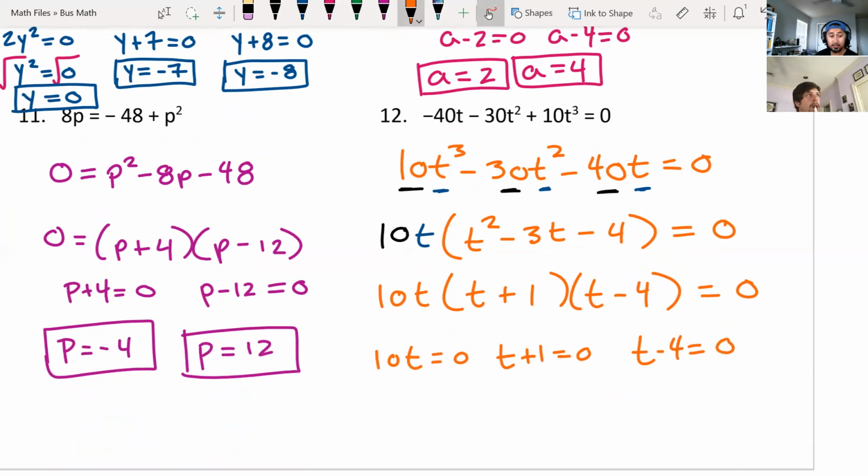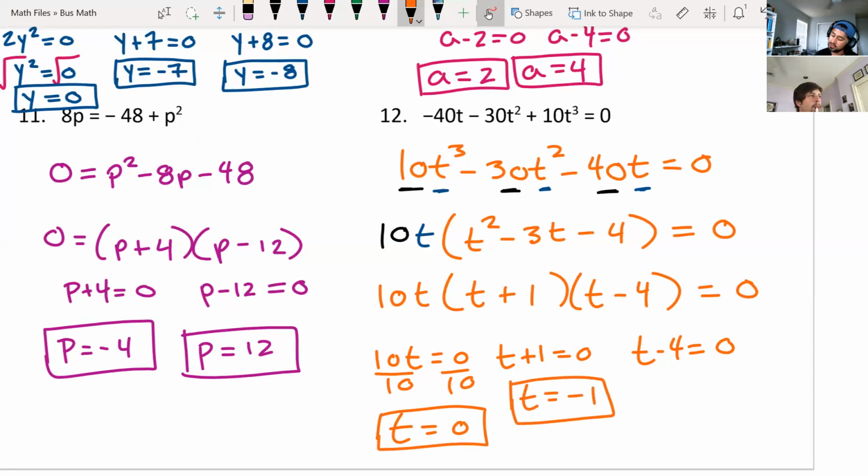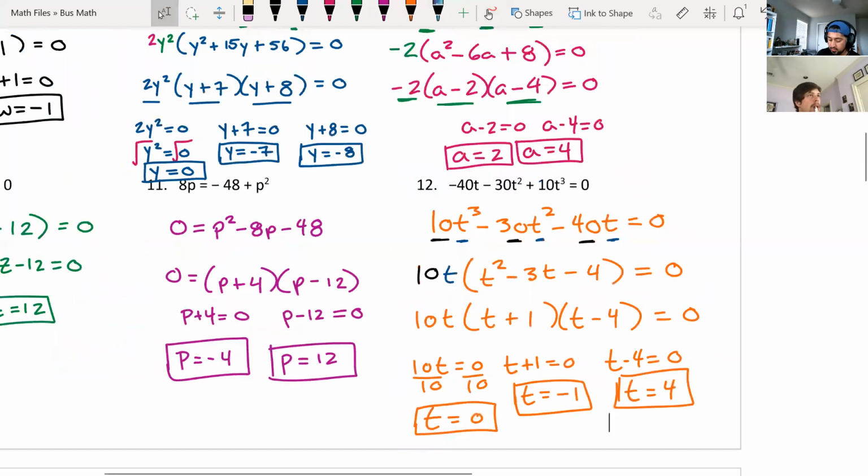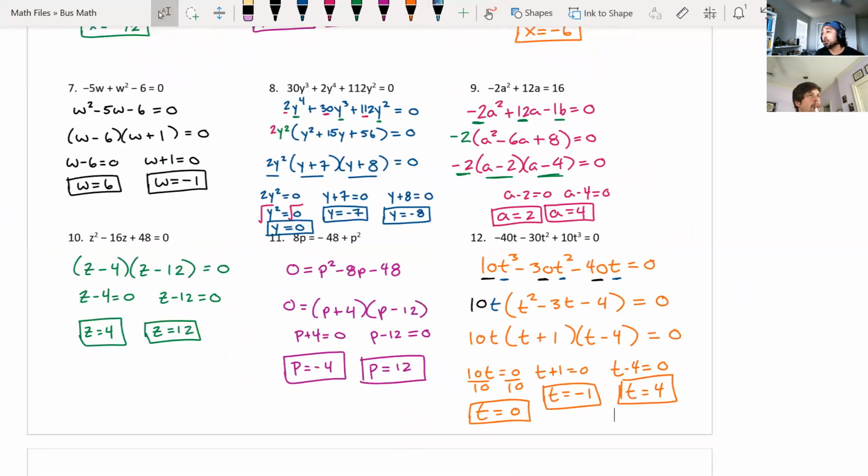Okay. Then for 10t equal to 0, you will divide by 10, and t will equal 0. T plus 1, you'll subtract 1. T equals -1, and then add 4. T equals 4. There you go. That is solving quadratics by factoring. Any questions on this page?